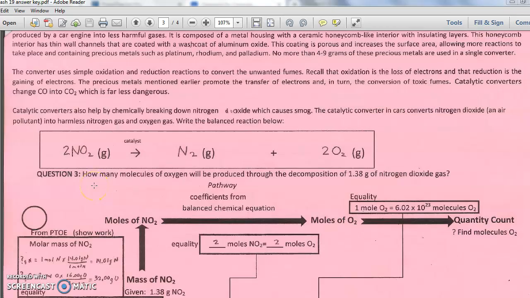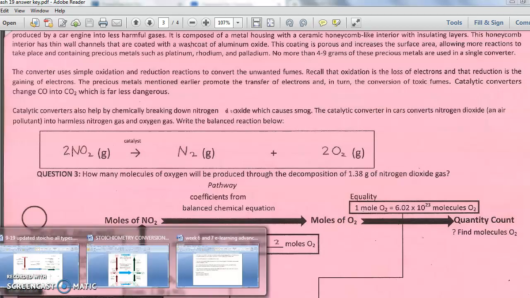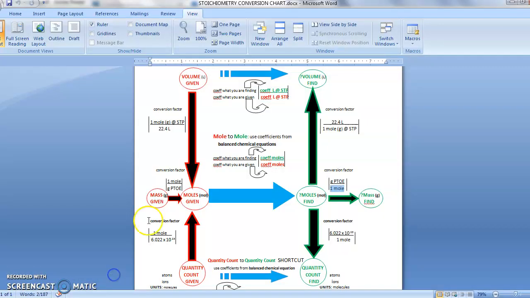And now we move on to the second page of this, problems 3 and 4. And we are doing stoichiometry, all types. On these problems, we are still working from our stoichiometry sheet. 9-19 is practicing problems where we are going places other than mass to mass.